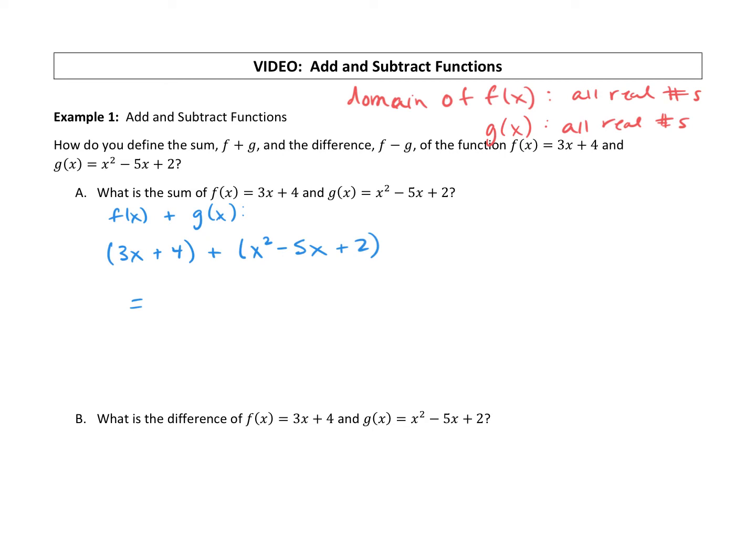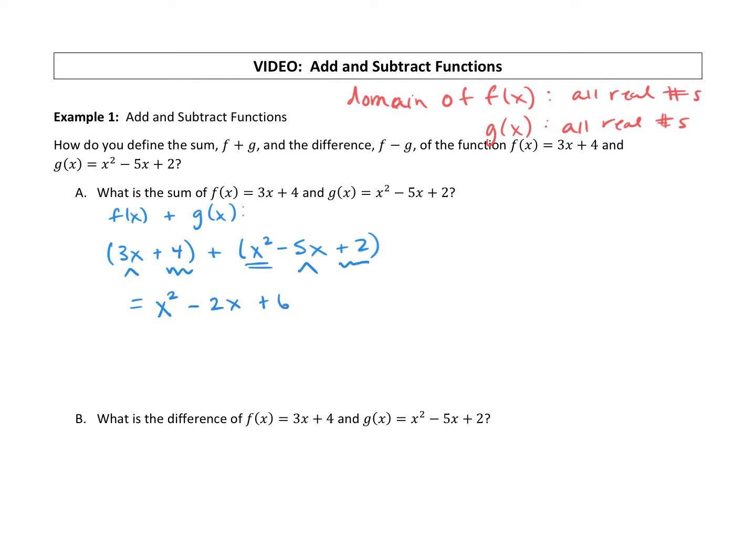Be sure to always start with the highest exponent. So we have an x squared. There are no other x squared to combine with that. So x squared. Here we have a 3x minus a 5x. So 3x plus negative 5, or 3 minus 5 is negative 2x. And then we have a positive 4 and a positive 2, so 4 plus 2 is 6.